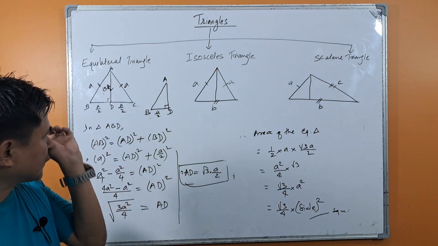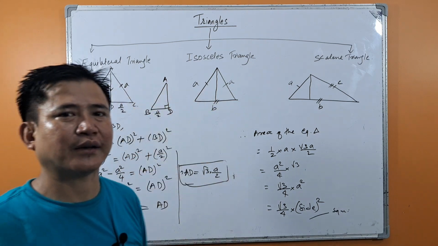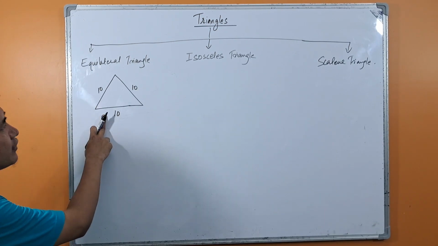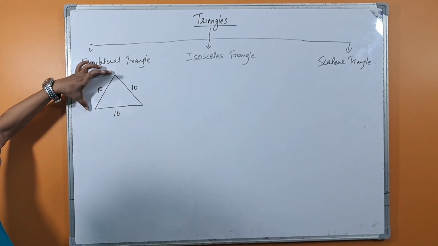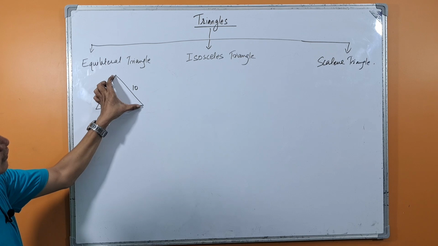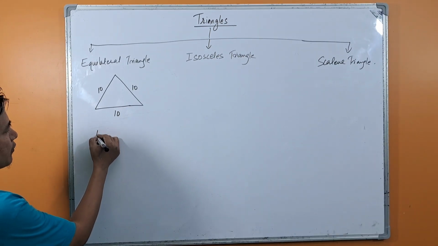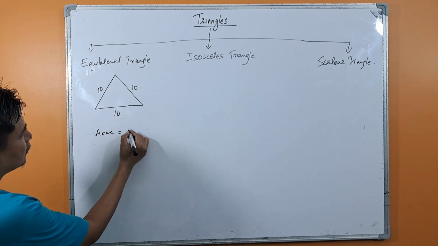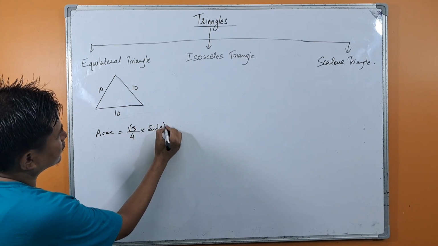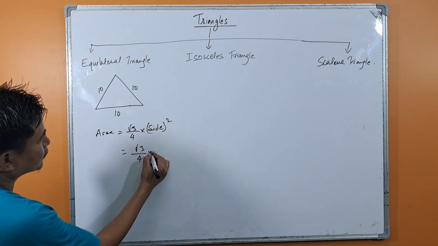Now let us see some examples to find the areas of all these three different types of triangles. So let us find the area of this triangle. This is an equilateral triangle, because all sides are equal to each other. This is equal to 10, this is equal to 10, and this is also equal to 10. So area of the equilateral triangle is given by the formula area equal to root 3 by 4 into side square.